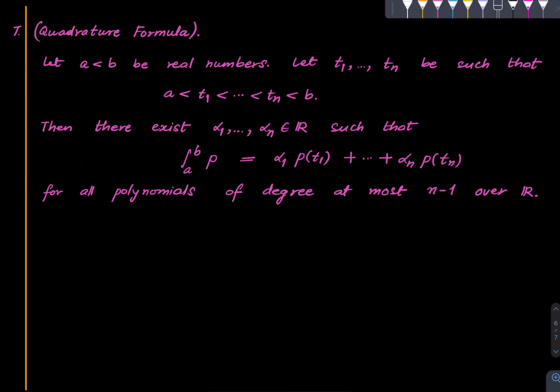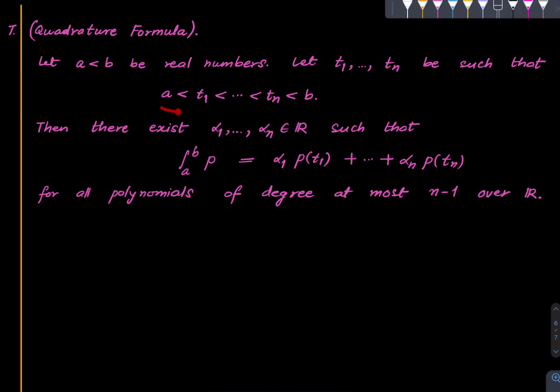All right, and now what we want to prove is the following result called the quadrature formula. Fix two real numbers a and b, and suppose we have n distinct real numbers between them, and they are in order. Then we want to show that there exist some n real numbers such that the integral of a polynomial of degree at most n minus 1 can be calculated like this. So once and for all, you can find n real numbers such that this kind of linear formula just calculates these integrals, where p is a polynomial of degree at most n minus 1.